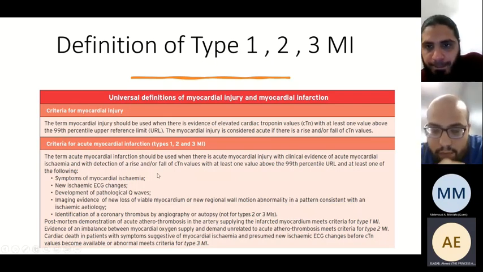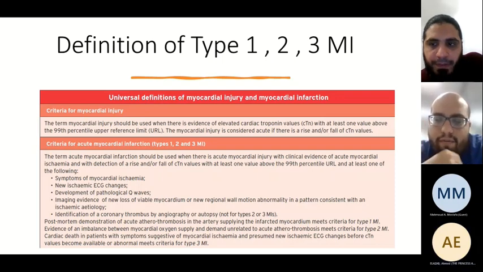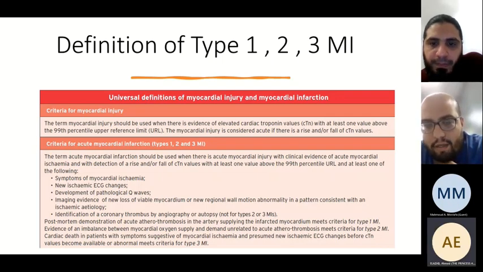Raised or dropping troponin compared to what? If it's raised, it's compared to the reference value of the lab. But for falling troponin, if the reference value is 20 and the value is 18, maybe it was 25 before and now it is 18. So it has fallen compared to previously raised levels.